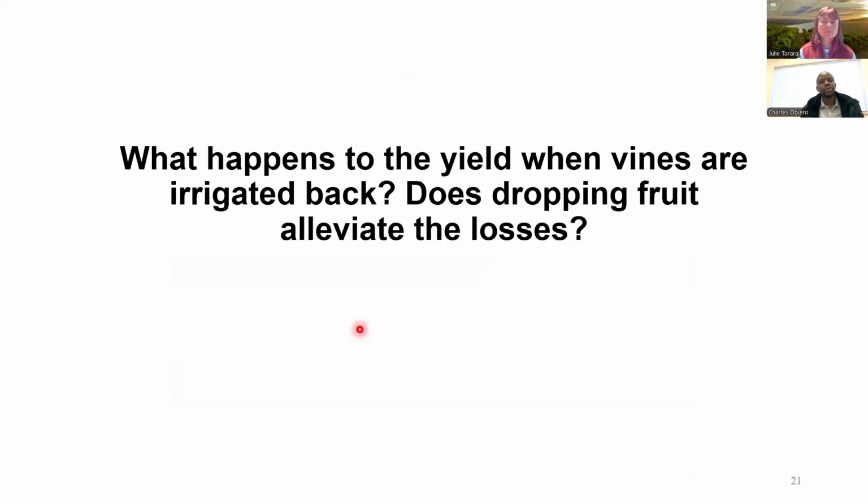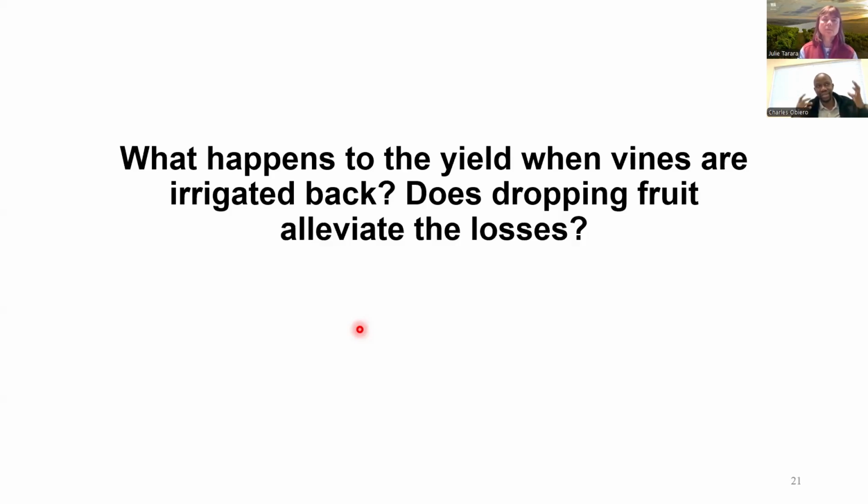Then the question that I was trying to answer was, what happens to the yield when vines are irrigated back? Drought has happened for 3 years. These vines have experienced extreme drought at those 2 time points. In the final year, we are coming with water. We are irrigating them, not removing the fruit, dropping the fruit.